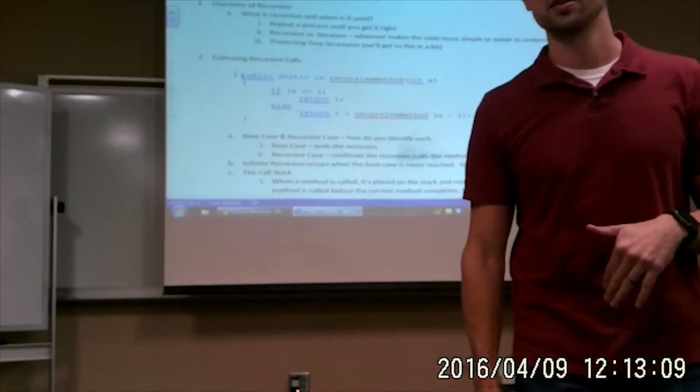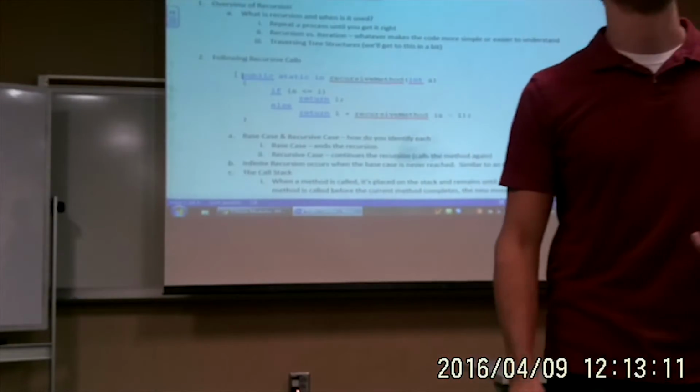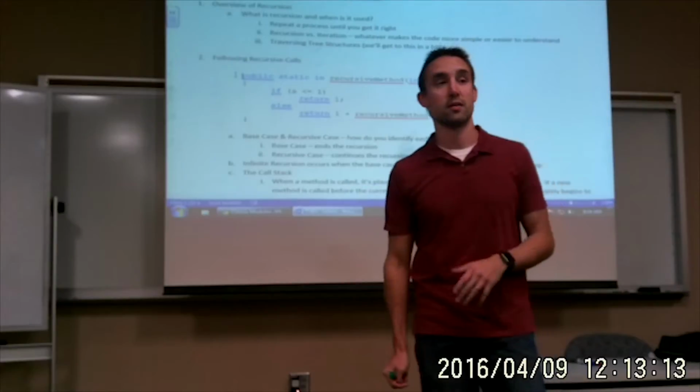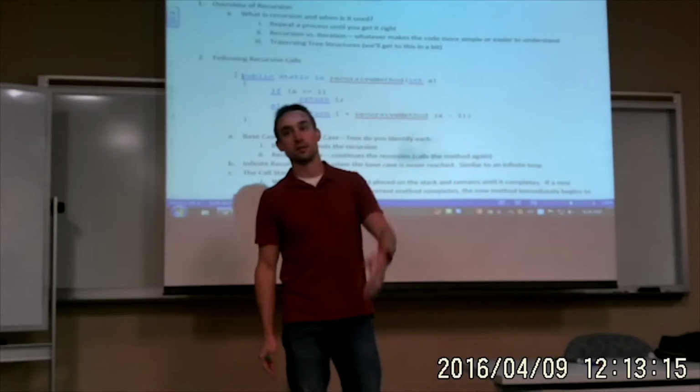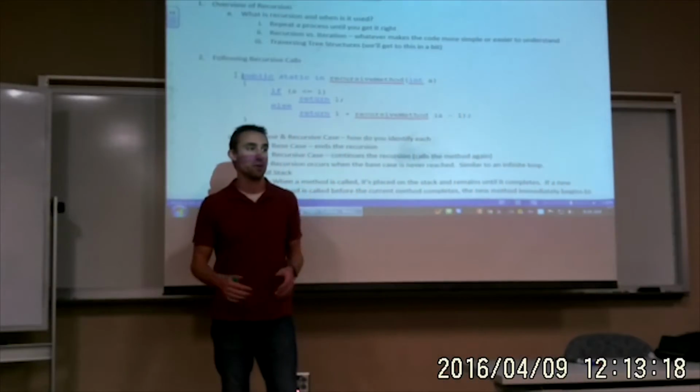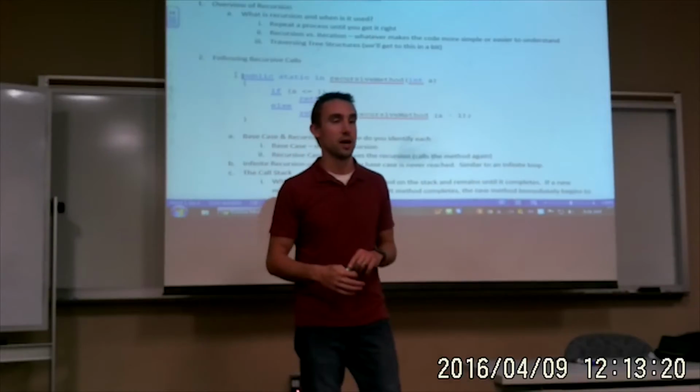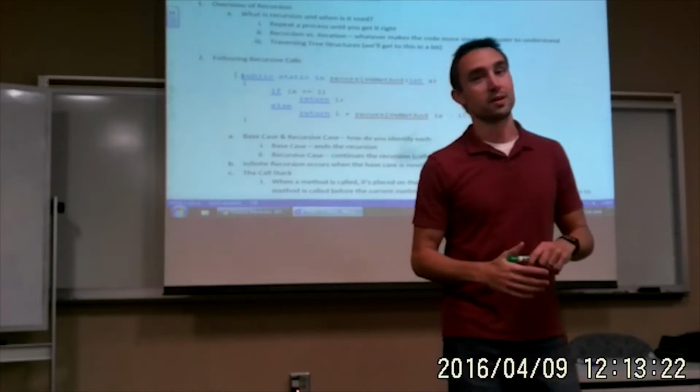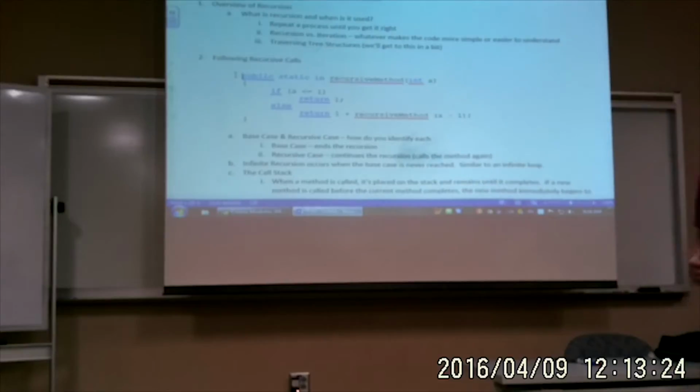Without the base case, you get infinite recursion, which is a thing. Most compilers have a built-in limit. It'll shut off after like 255 consecutive recursive calls without anything happening, and it'll give you a warning like, you probably did something wrong here.